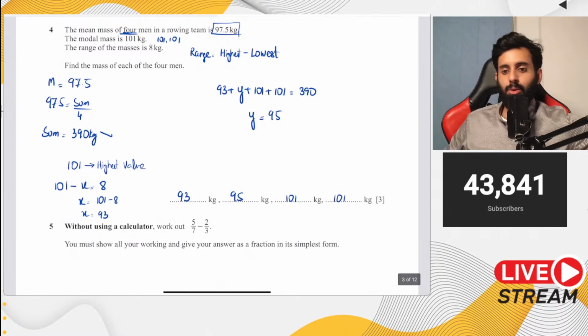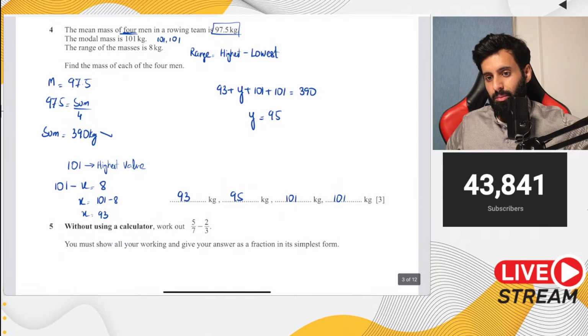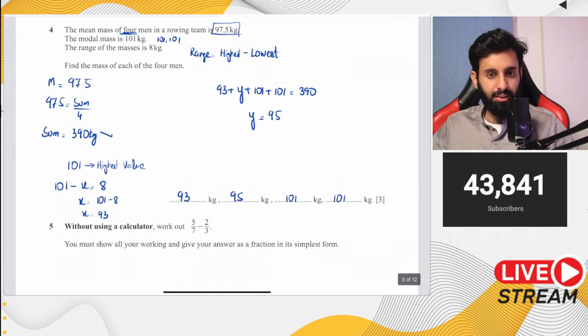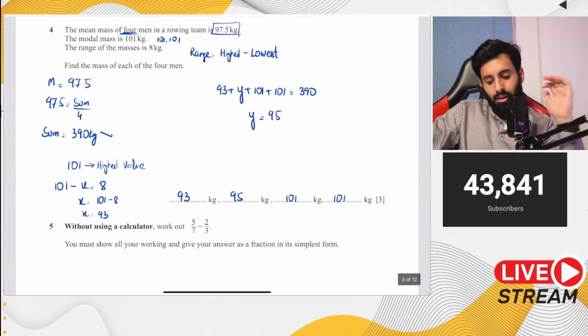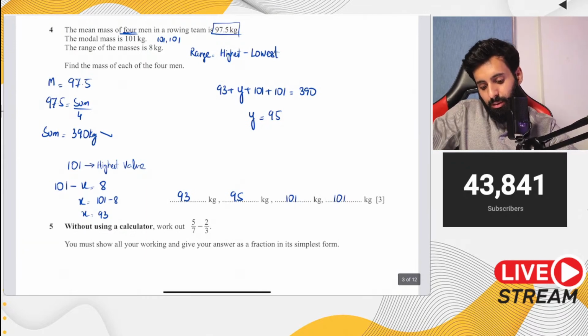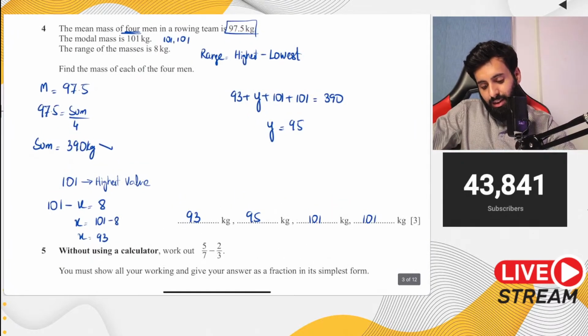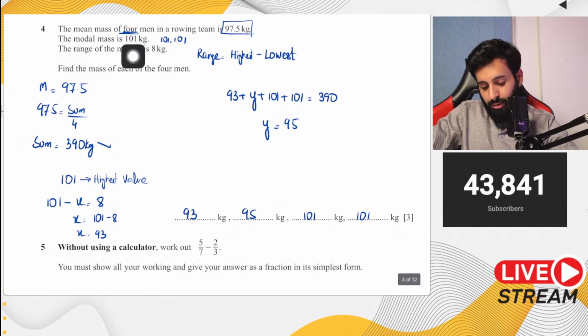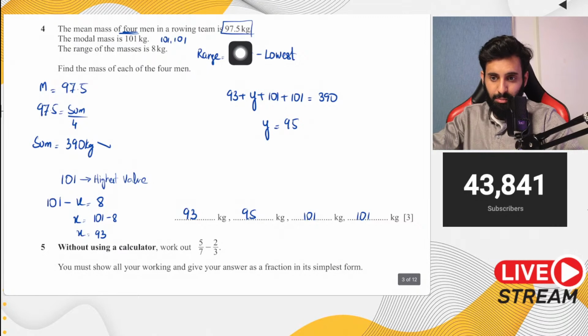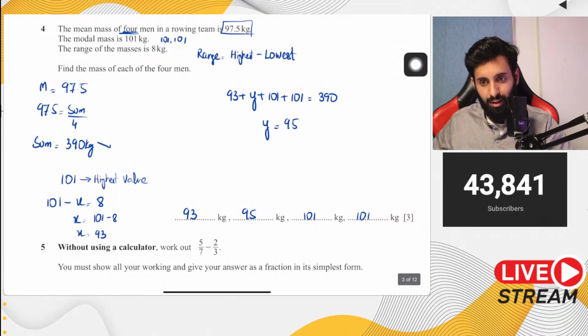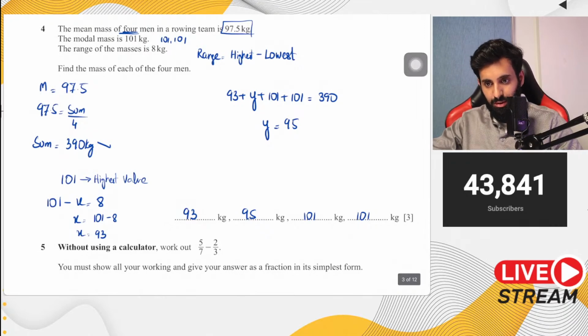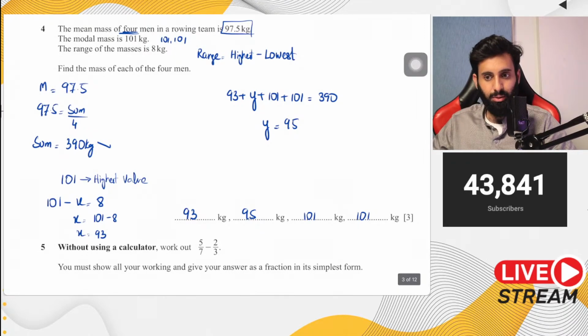Yes, average is lower. Yes, because the modal mass is 101. If let's say I had taken the value 101 to be the lowest value, in that case, the other value would have been higher than 101, in which case the overall mean would have been higher. Okay, and yes, Moise, what you're saying is also correct, because you can subtract 202 from 390 and the answer is lower than 101. Yes.